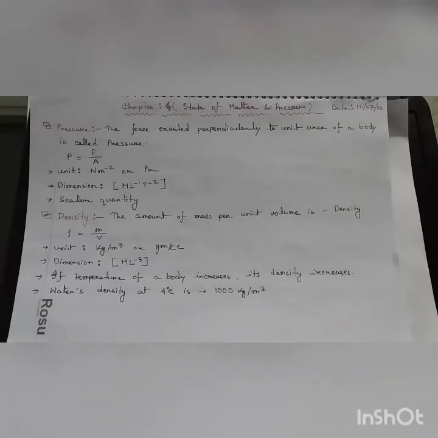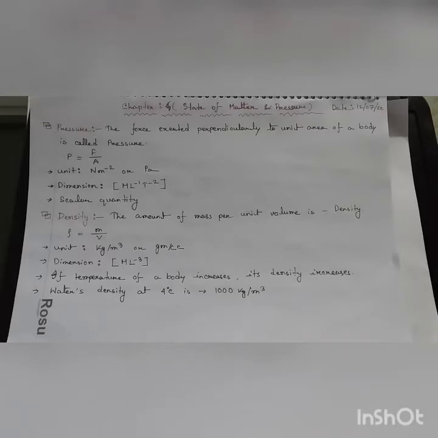Then another topic is density. You already know what density is. The amount of mass per unit volume is called its density, and we denote this by rho, where rho equals m divided by v, and its unit is kg per meter cube, or if we want to use the CGS unit, then the unit of density is gram per centimeter cube. Both units can be used according to our criteria, and its dimension is ML inverse 3.